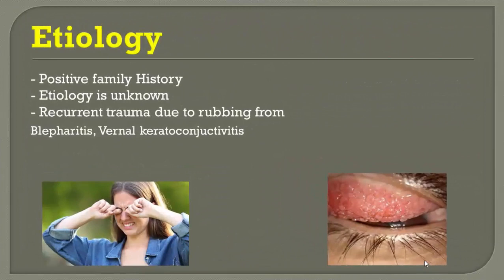Etiology. The etiology of keratoconus is unknown, but in some cases there is a positive family history. Also, recurrent corneal trauma due to chronic eye rubbing can lead to corneal weakness and corneal ectasia, like in cases of blepharitis and vernal keratoconjunctivitis.